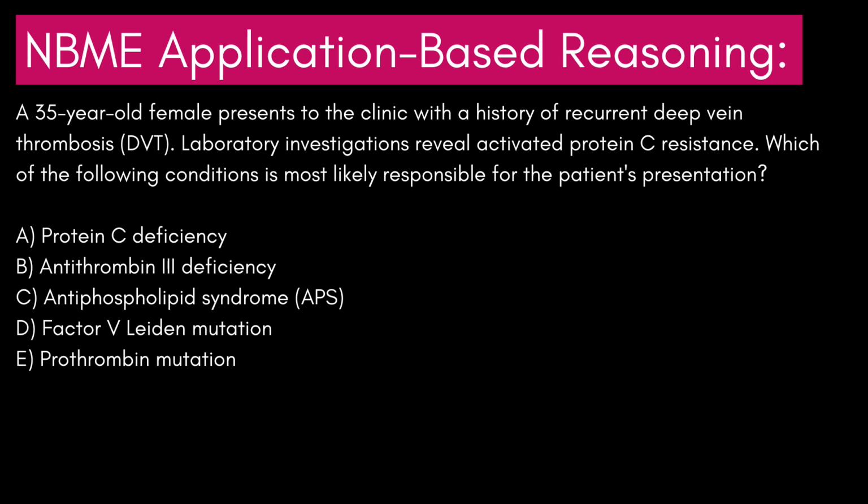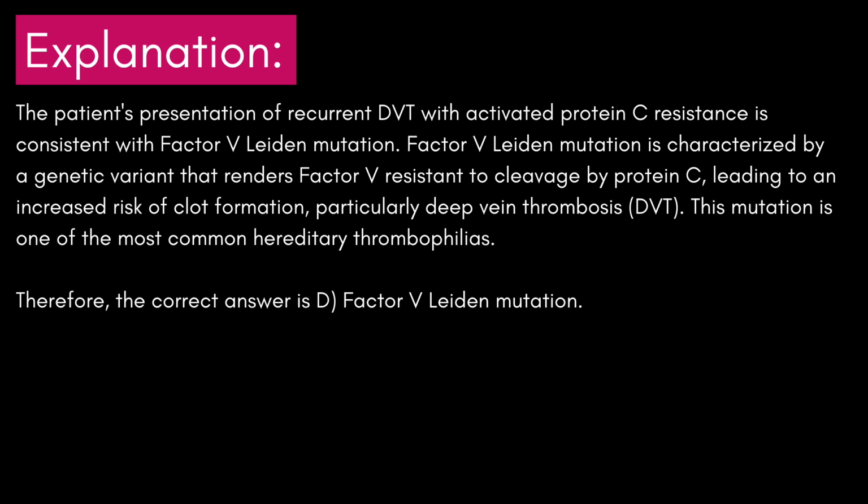Otherwise, moving on now. The patient's presentation of recurrent DVT with activated protein C resistance is consistent with factor V Leiden mutation. Factor V Leiden mutation is characterized by a genetic variant that renders factor V resistant to cleavage by protein C, leading to an increased risk of clot formation, particularly deep vein thrombosis, DVT. This mutation is one of the most common hereditary thrombophilias. Therefore, the correct answer is D, factor V Leiden mutation.